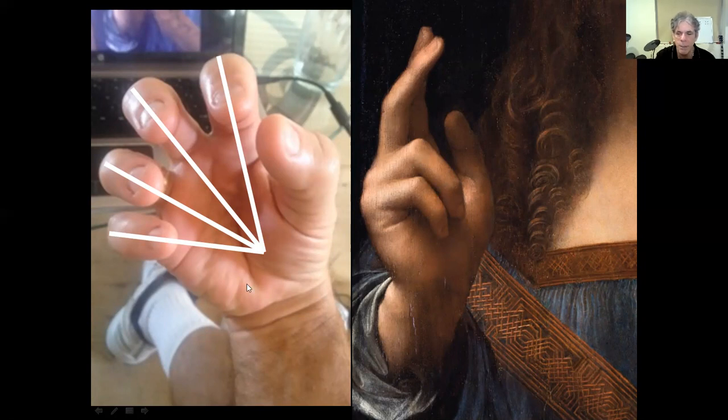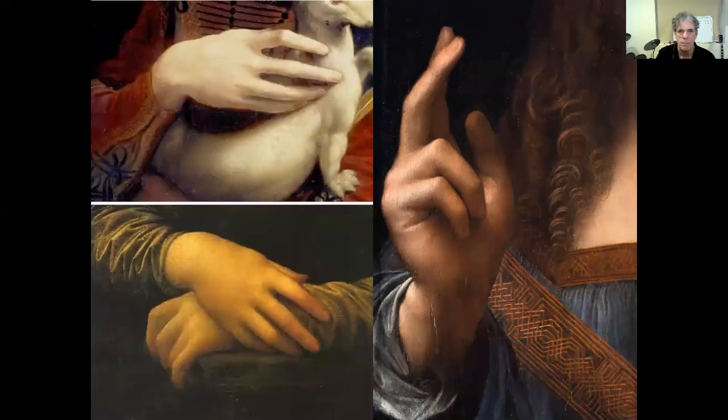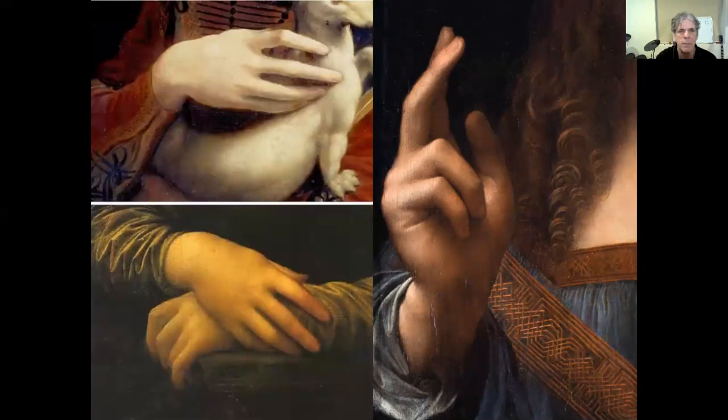Now, let me give you some examples of some other hands that he has painted. Okay. Again, this is just the same thing that I just showed you. I don't know why there's 2 of them in there. Thought I had this all right.